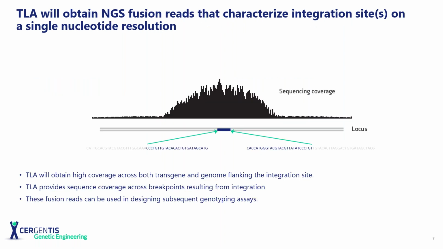And of course, we do not only look at these genome-wide coverage plots. Using next-generation sequencing, TLA will obtain fusion reads of the integration sites, and with this be able to provide you with information on a single nucleotide level. We will not only be able to provide you with coverage across the transgene, but across the flanking regions as well. So these fusion reads are, of course, an ideal solution for exact PCR-based genotyping assays.